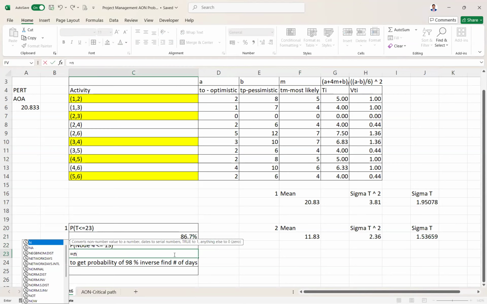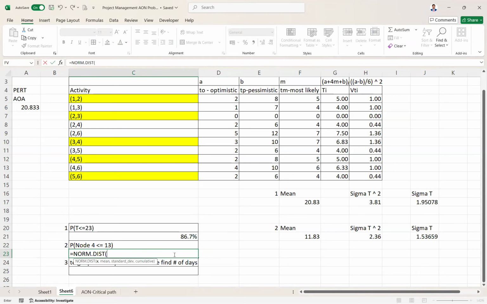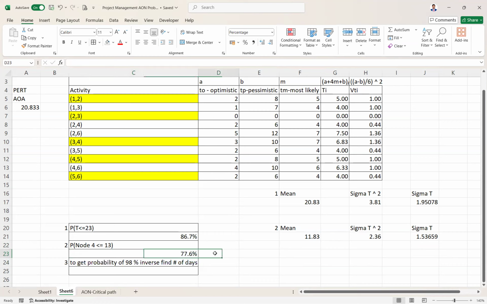Now again, norm.dist, 13 days is your X. This is your mean. This is your standard deviation. This cumulative. 77.6%. Just open it. 77.6% is the percentage that until node 4, you'll be finishing it within 13 days. So if you see, the probability is reduced, which means there is a problem with node 4, or node 4 could cause you a delay before functioning the activity.